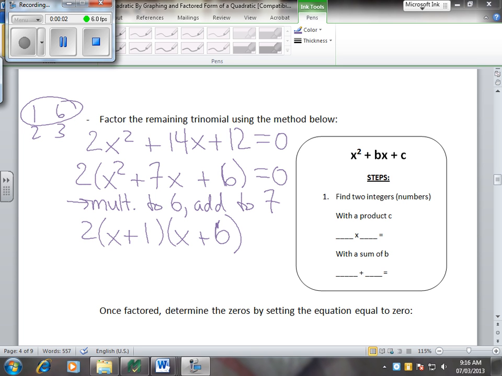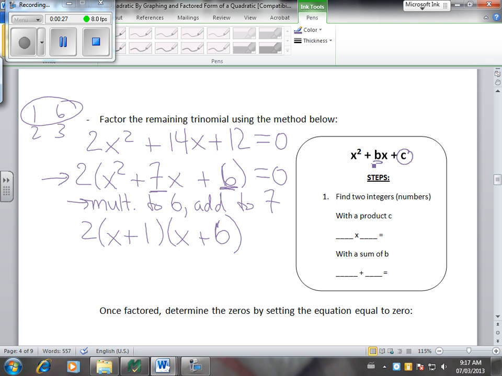On Tuesday, we started factoring our quadratics, and the general rule is to find the greatest common factor. So can you reduce this at all? And in this one, we can take out a 2. And then remember that we need to find something that multiplies to c, so in this case 6, and adds to 7. Okay, so adds to b.